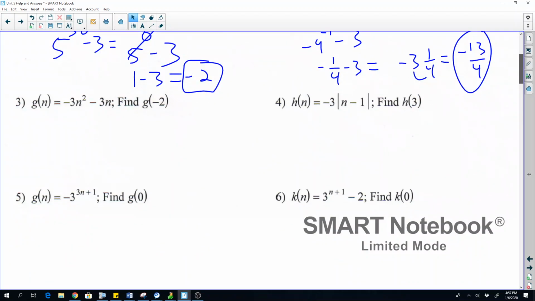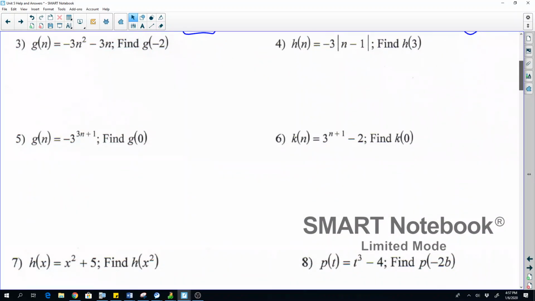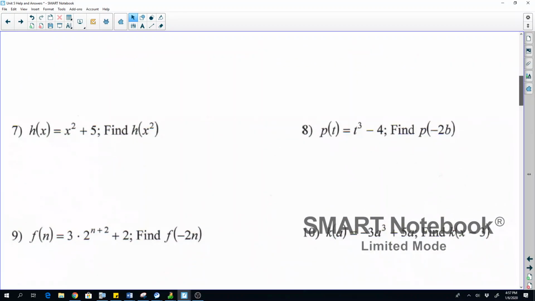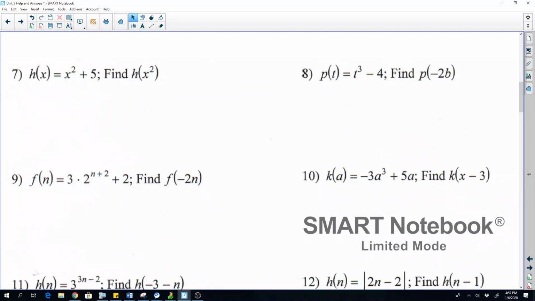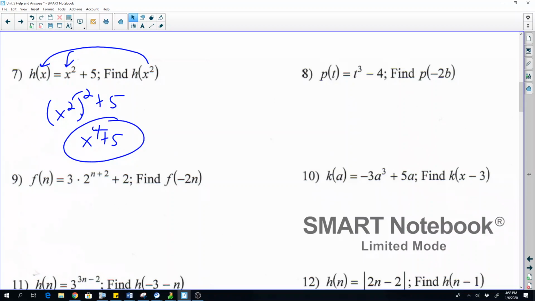Absolute value you should hopefully know how to do, so we won't spend too much time on plugging those numbers in. But definitely when we get to the letters, you definitely want to focus on doing that. So we'll start with an easy one. So h of x squared, this is saying to plug in x squared wherever you see an x. So this will become x squared to the 2nd power plus 5. And any power to another power, you multiply. So 2 times 2 is 4. So our final answer for number 7 is just that.